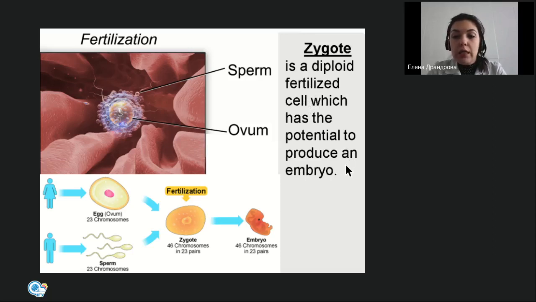You also studied at school that all the cells of the human body except sex cells contain 46 chromosomes. And sex cells, both male and female, contain only 23 chromosomes. It is a haploid set of chromosomes, 23. And during the fertilization, 23 chromosomes from the sperm cell and 23 chromosomes from the ovum, or egg, join together, and they form 46 chromosomes in 23 pairs. So they form a zygote, a cell that again has a diploid set of chromosomes. And the zygote, after numerous processes, will later form an embryo.